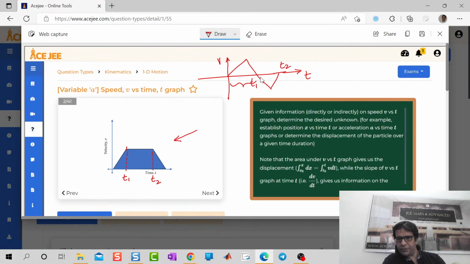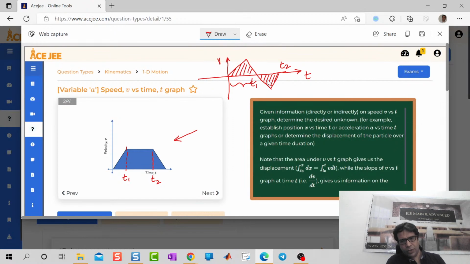What does the area under the curve represent? Displacement. And if we give a positive sign to all the areas, then that will represent distance. So if you were to calculate your displacement for the segments separately, and just take their mod value, you will get the distance.